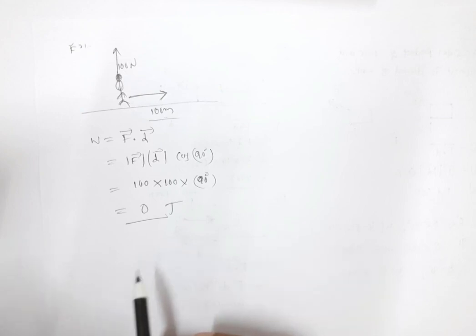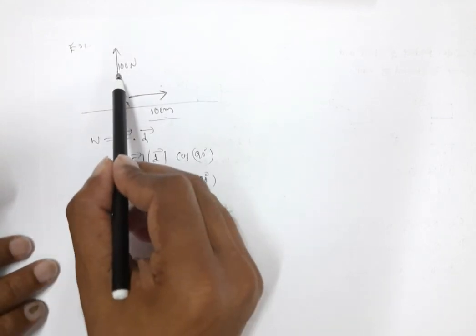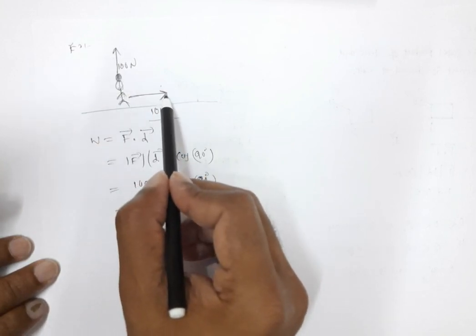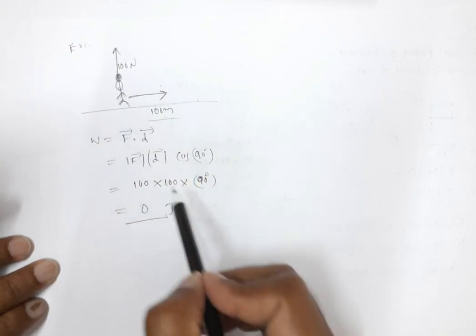So based on the angle only, the work done varies. In this case, we apply force in the upward direction, but the displacement of the object is in the x direction. So the work done becomes 0.